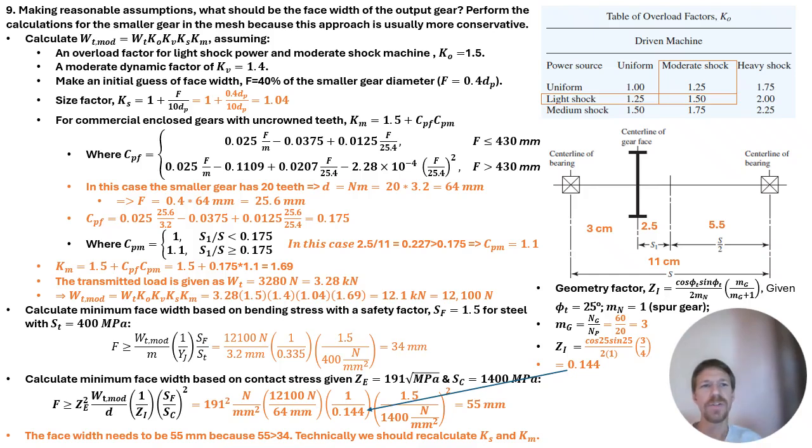Finally here, making reasonable assumptions, what should be the face width of the output gear? I have simplified this immensely. You still have to plug in your brain cells, but this is much simpler than the most complicated approaches from the Shigley's textbook. So we'll perform the calculations for the smaller gear in the mesh, because this approach is usually more conservative than looking at the larger gear in the mesh. And we're going to use the location with the highest load. So we're going to start with that W_T for the output gear.